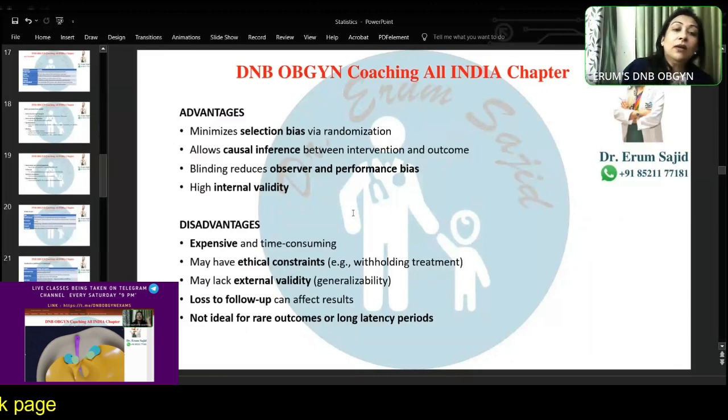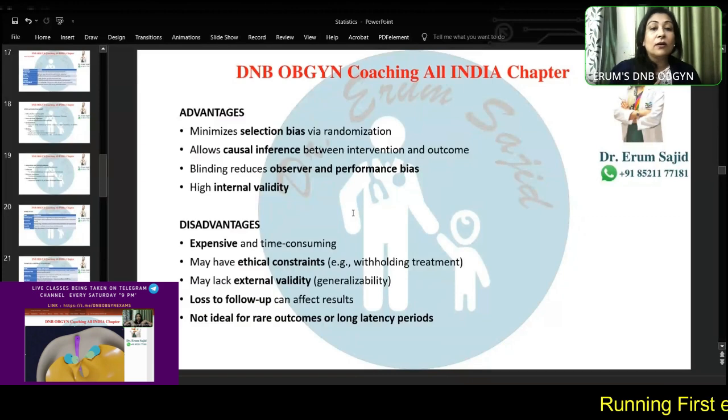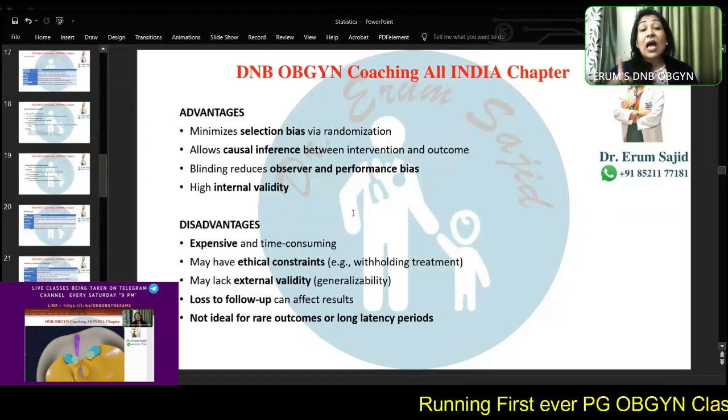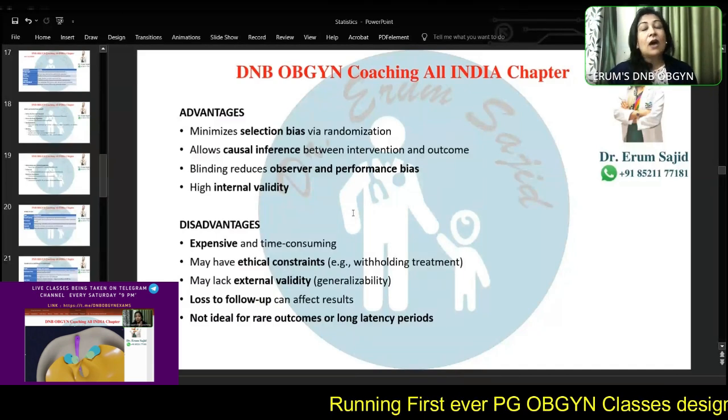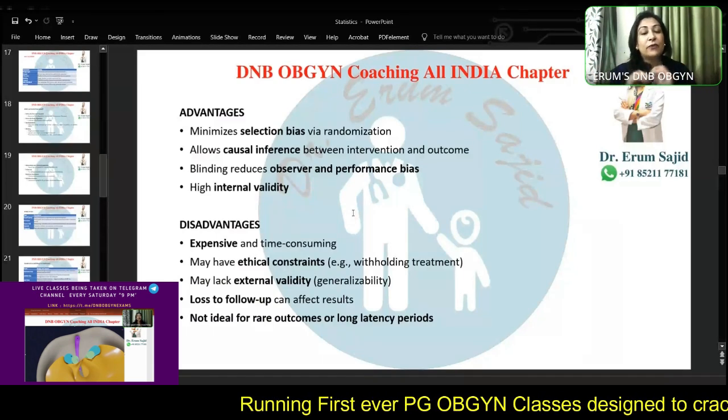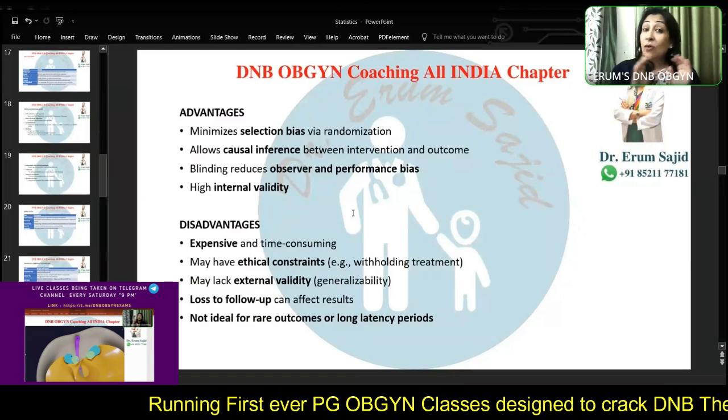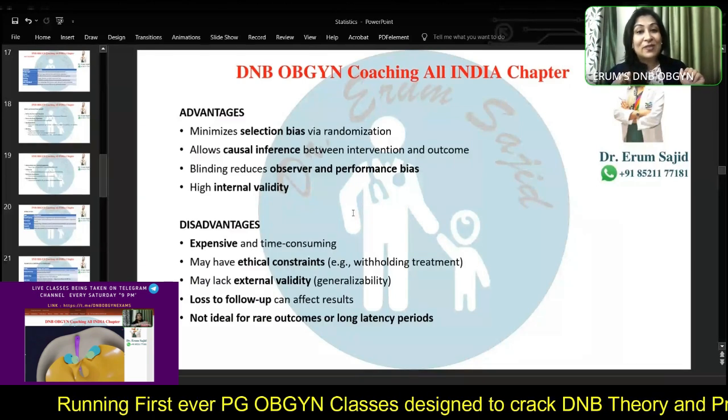So what are the advantages? It minimizes the selection bias. It allows a causal inference. Blinding reduces the bias. High internal validity. Of course, it is very expensive, time consuming, might also lack ethical constraints, which I was telling you.